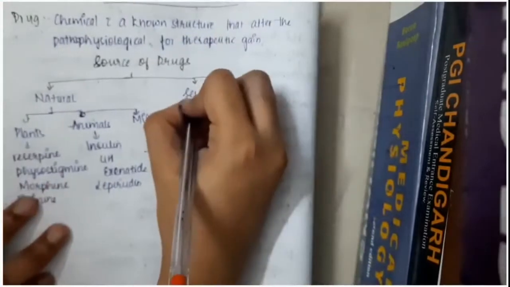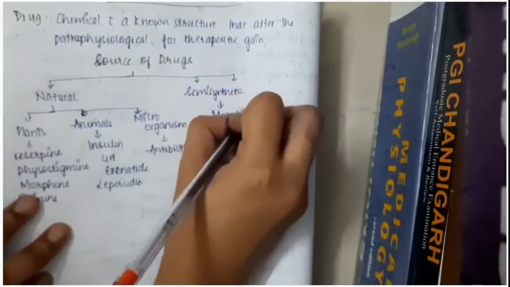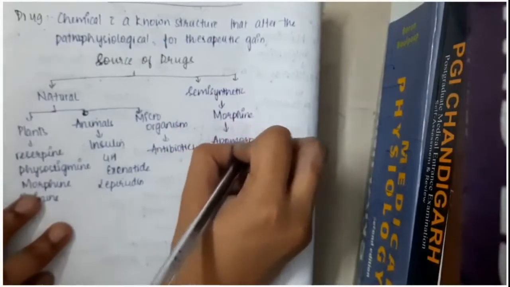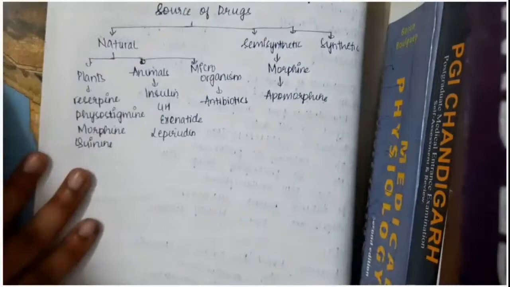There are some semi-synthetic drugs which are obtained from plants but are modified. For example, morphine is obtained from a plant but that is synthetically modified as apomorphine. Then we also have synthetic drugs.